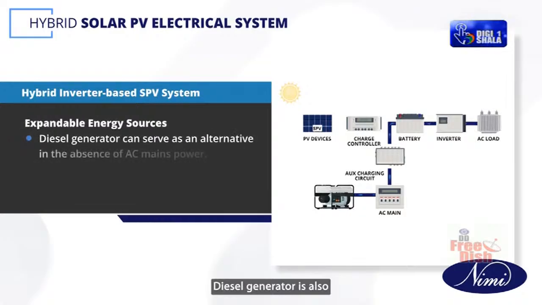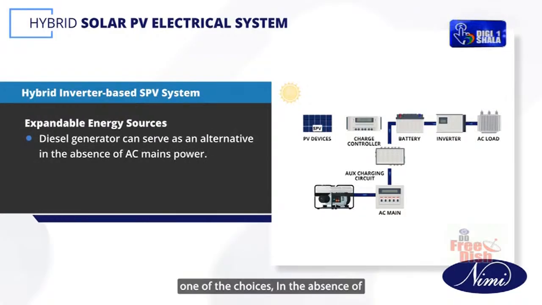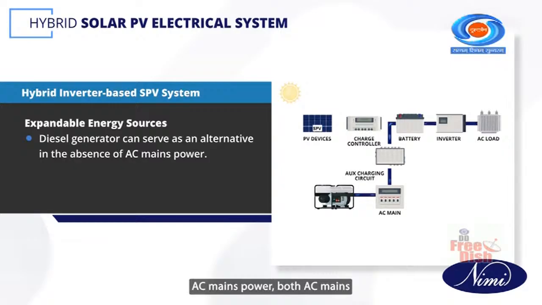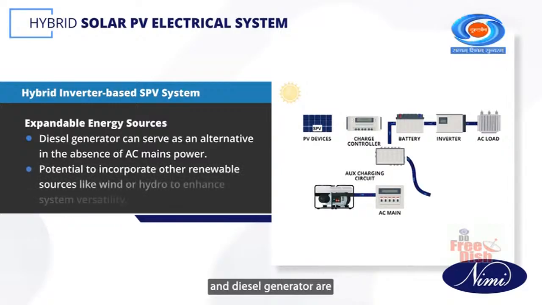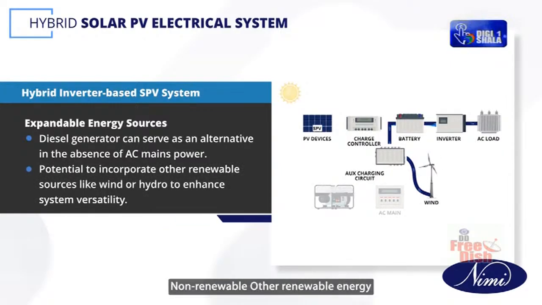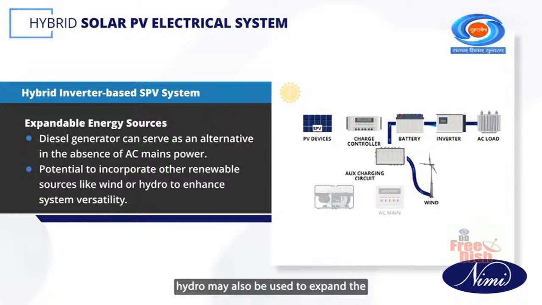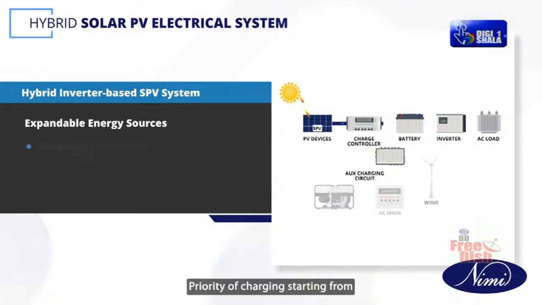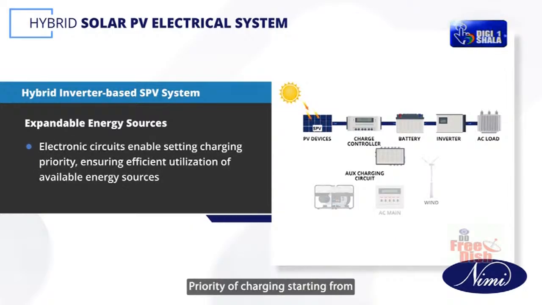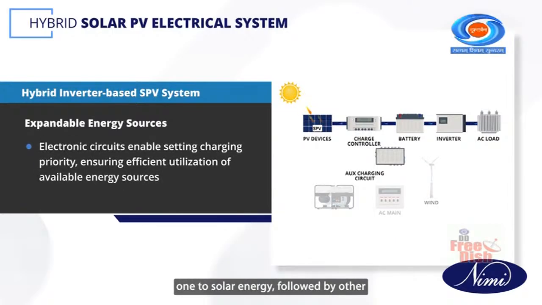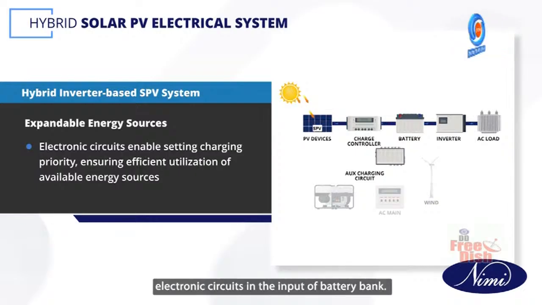Diesel generator is also one of the choices in the absence of AC mains power. Both AC mains and diesel generator are non-renewable. Other renewable energy sources such as wind or hydro may also be used to expand the scope of hybrid SPV systems. Priority of charging, starting from 1 to solar energy, followed by other sources, can be set by including electronic circuits in the input of battery bank.